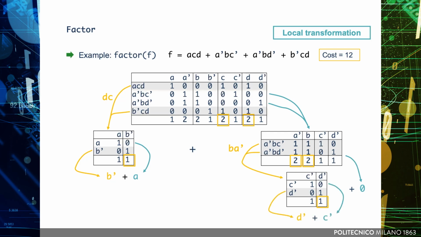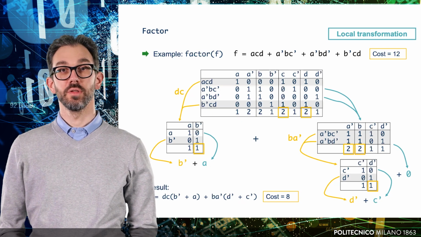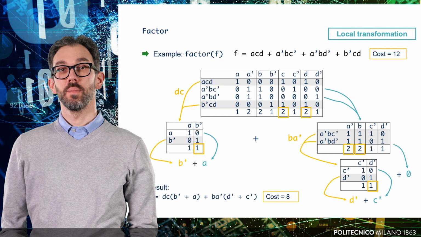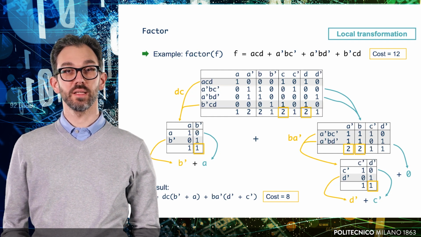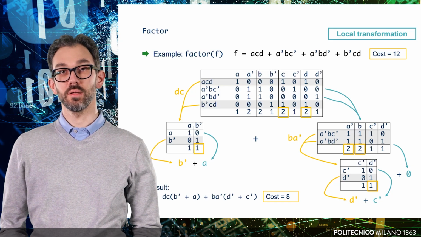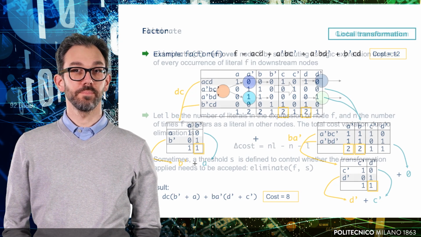We perform the final factoring on the remaining table, and we stop here. Now we can reconstruct the factored expression, which is DC and not B or A, or B not A and not D or not C. Its cost is 8. It's important to note that while factorization can reduce the literal count, its main advantage lies in revealing common sub-expressions. These can later be reused in global transformations, such as substitution or extraction, potentially leading to a significant improvement in the overall circuit cost.